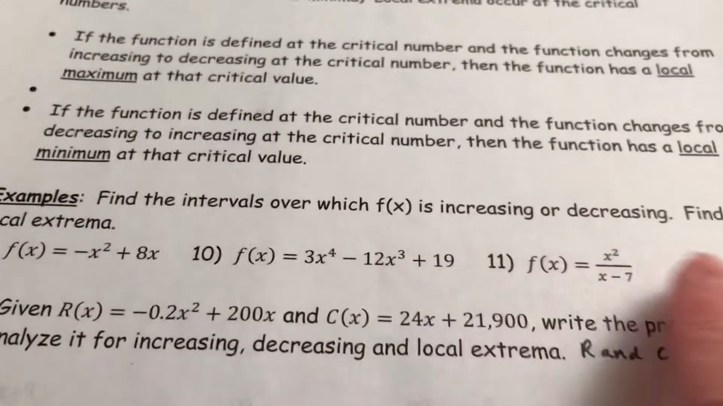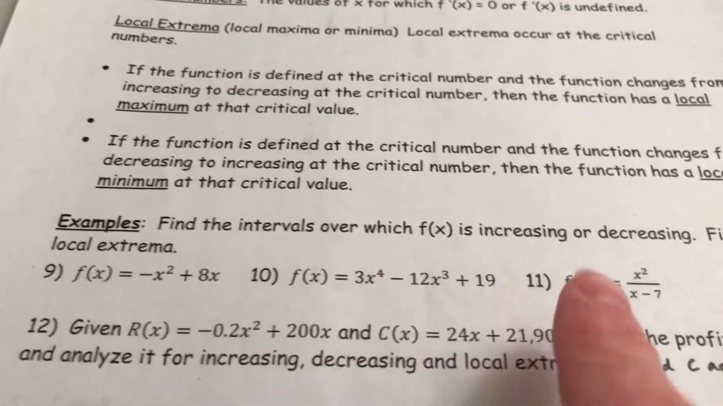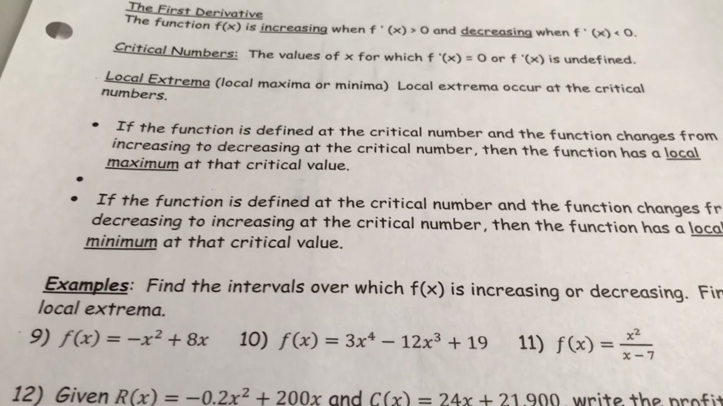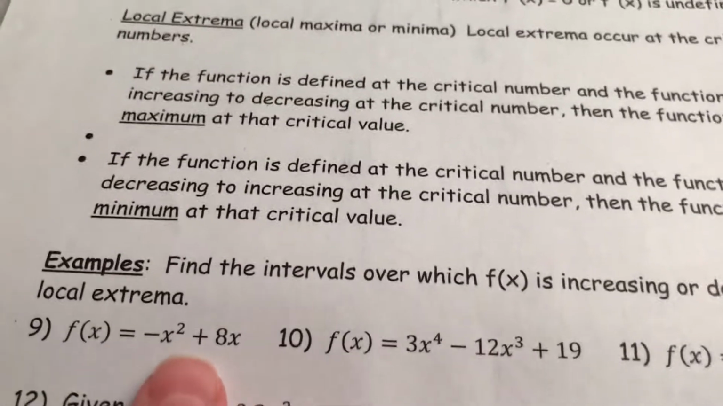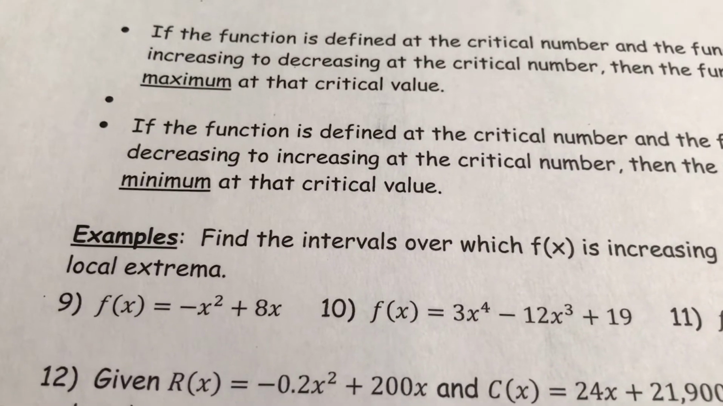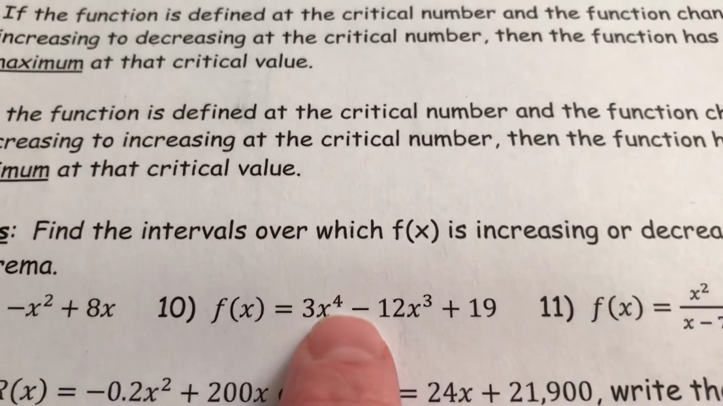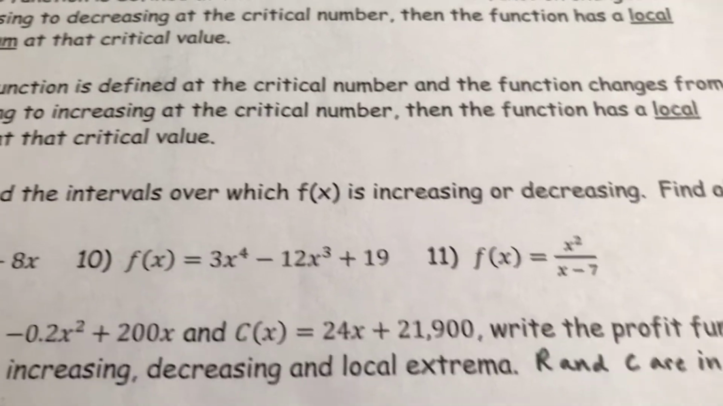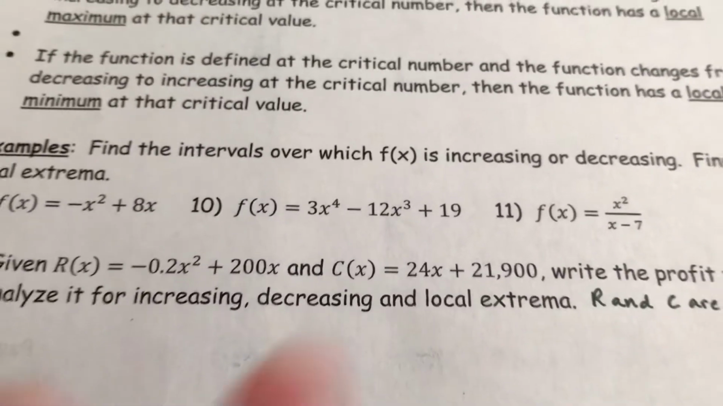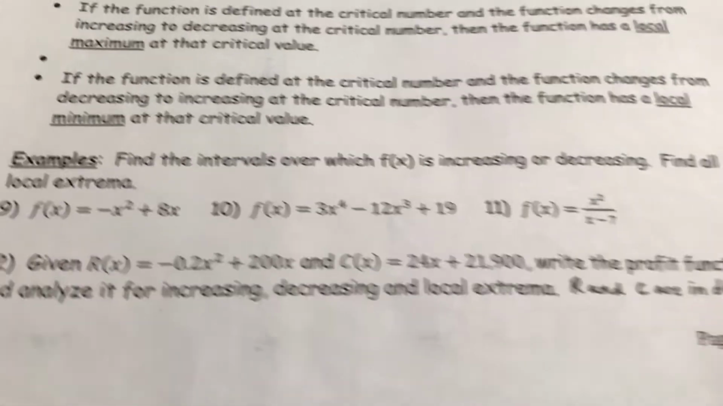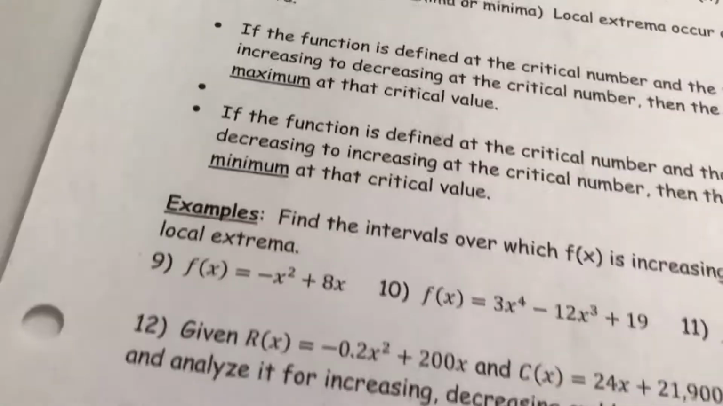So what we're going to be doing here is taking a function, so I give you some kind of function, and you're going to analyze it for where it's increasing or decreasing using calculus, and then we'll find all local extrema. So the first function is just a little polynomial. You even know that that's a quadratic, and that's a graph of a parabola. And then we'll do a 4th degree polynomial. Then we'll do a quotient or a rational function. And we'll do a little application here. I should have written R and C are in dollars, but I didn't, so put that in there now.